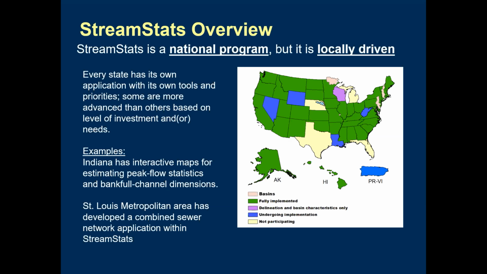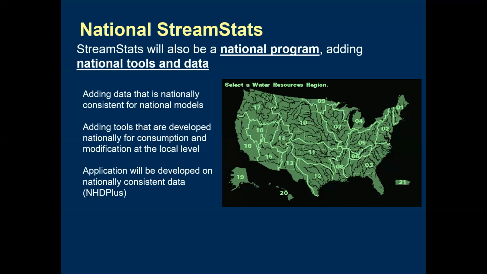We also have regional or basin-based applications, or for example, you can see that we have in St. Louis an application that combines sewer networks with Stream Stats. So when you delineate, you can delineate up through storm drains back to surface flow or overland flow, and you can see how those networks combine.